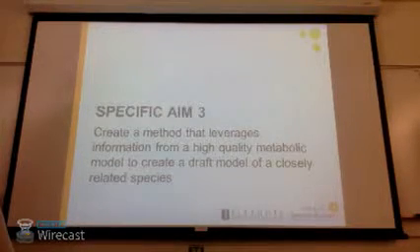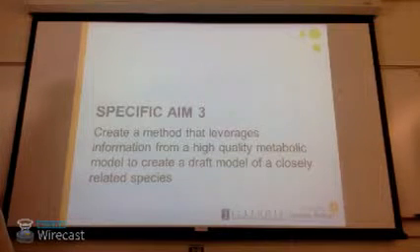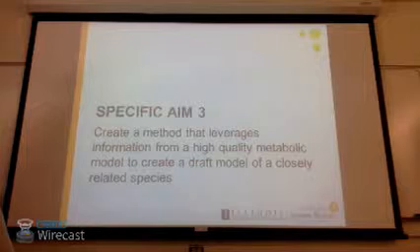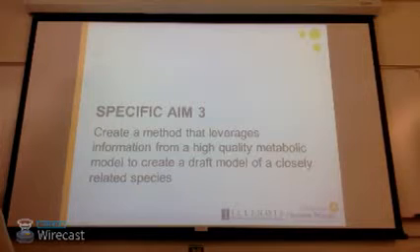So I want to get to the last part of my talk now. It's going to be a little bit shorter than the previous part, which actually combined 2 chapters of the dissertation. And in this part, I want to talk more about a method that I've developed that allows me to take a high-quality model, like the one I just talked about, and propagate that to a closely related organism.